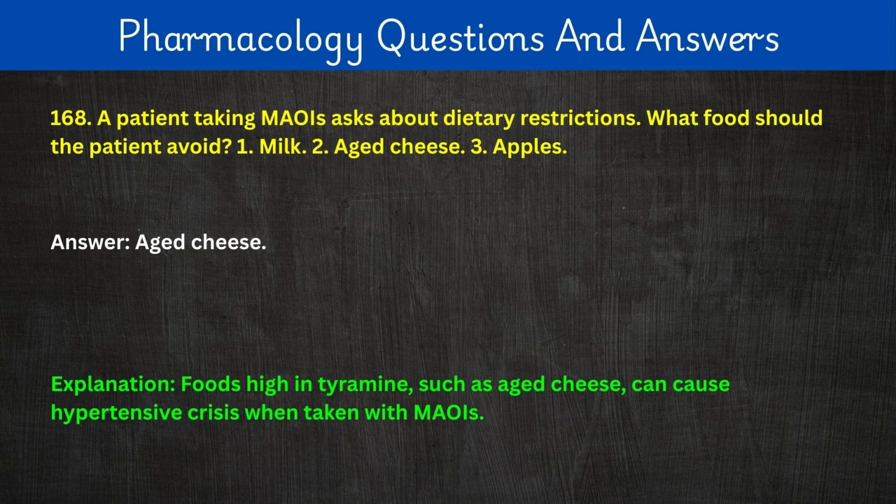168. A patient taking MAOIs asks about dietary restrictions. What food should the patient avoid? 1. Milk. 2. Aged cheese. 3. Apples. Answer: aged cheese. Explanation: foods high in tyramine, such as aged cheese, can cause hypertensive crisis when taken with MAOIs.